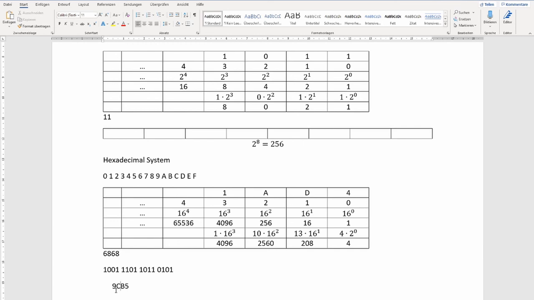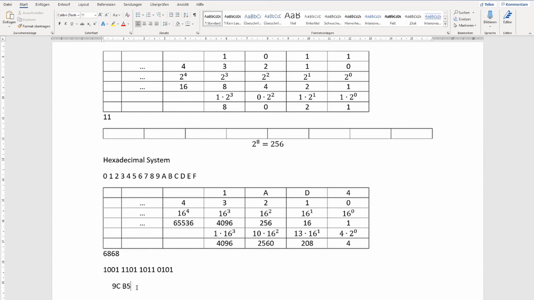And every two hexadecimal letters is exactly 1 byte. That's used very often. So this is a 2 byte number, first byte, second byte, and this nibble is a 5, this nibble is a B, this nibble is a C, this nibble is a 9. Okay? So this is why a hexadecimal system is used very often.